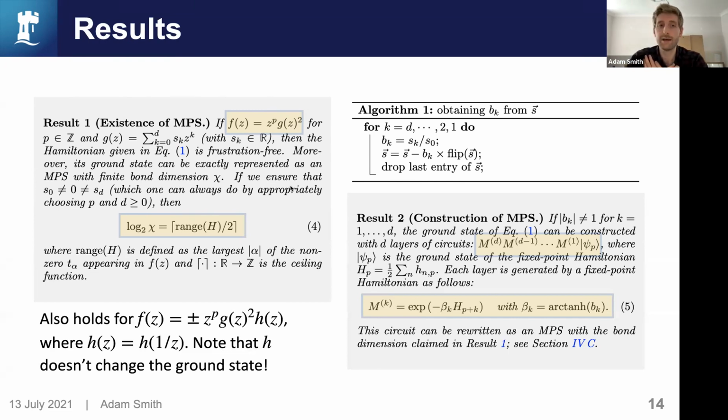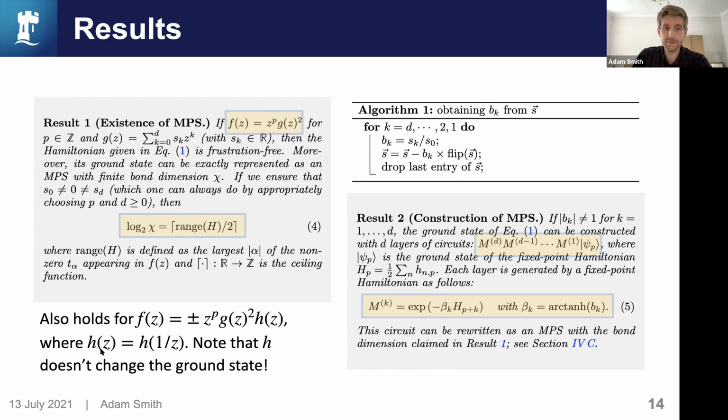Okay, so if you can get your polynomial f of z into this form, then you have an exact MPS ground state. And furthermore, the bond dimension of this MPS is going to be set by the range of the Hamiltonian, essentially. More precisely, the range of the Hamiltonian divided by 2, rounded up, is the logarithm of the bond dimension.